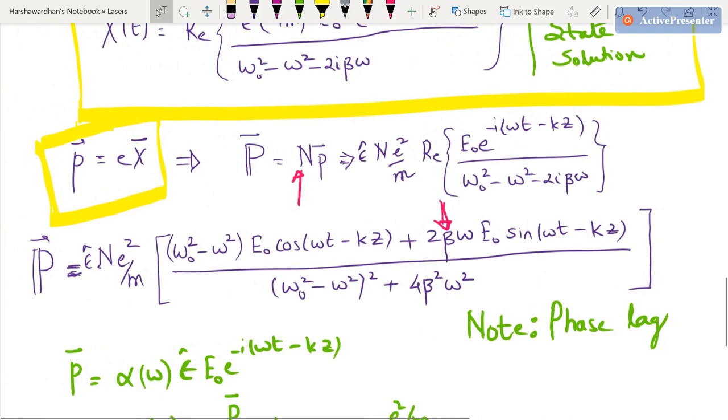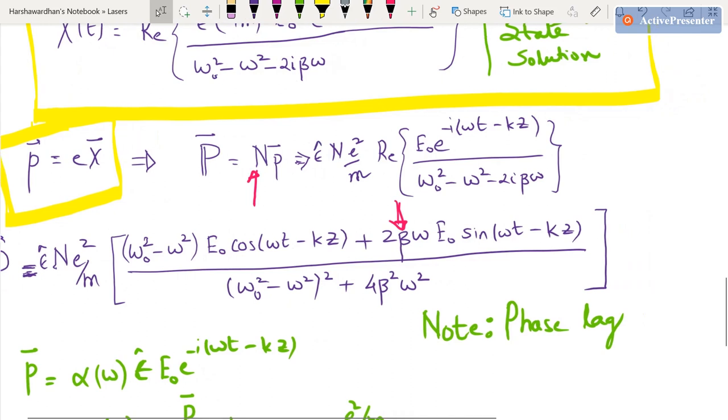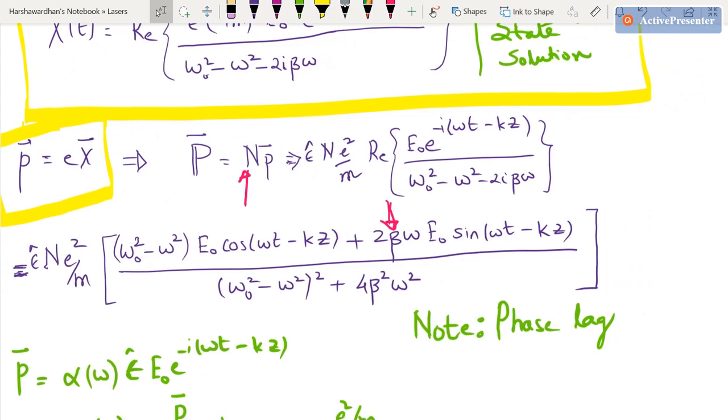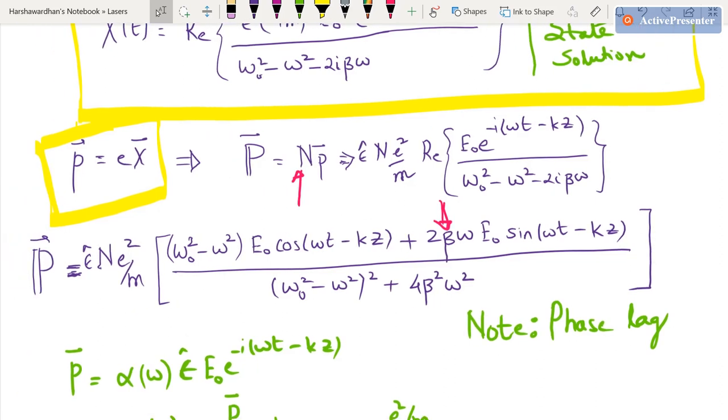That is a product of omega naught square minus omega square, which is the real part of the denominator, times the cosine omega t part coming from the exponential in the numerator. Plus you have the imaginary parts multiplying to give you this 2 beta omega E naught sine omega t minus kz. Now you can clearly see that not only is there a term which is in phase with the electromagnetic field, the first term, cosine omega t minus kz, there is also an out of phase term which depends on E naught sine omega t minus kz.